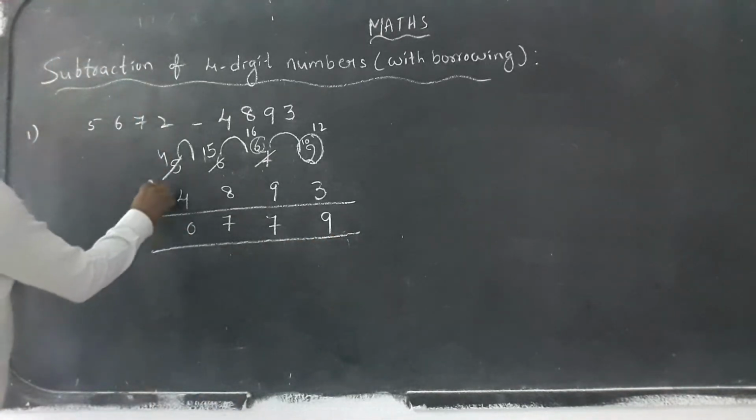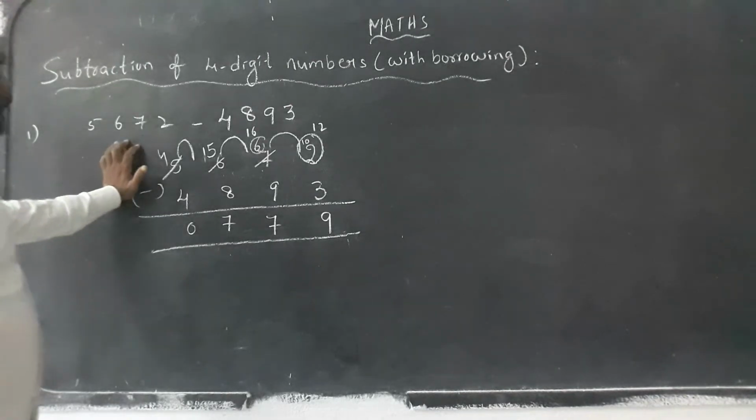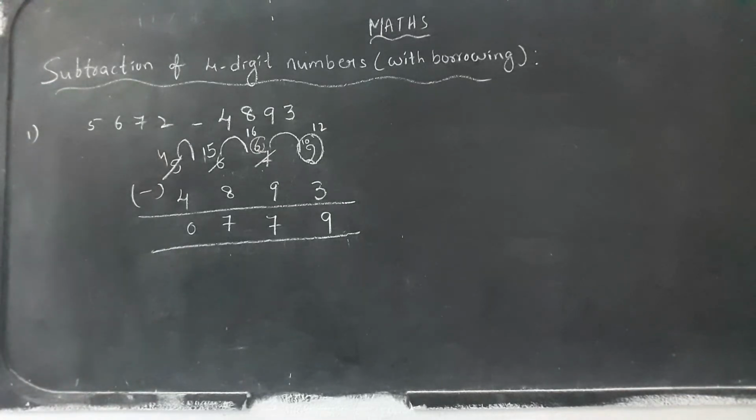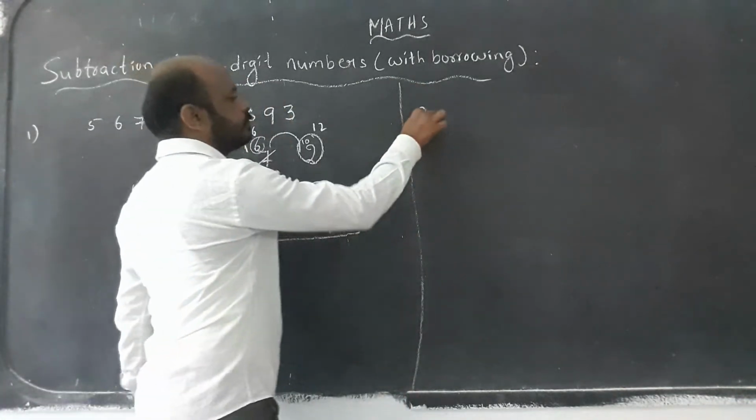How much did we get? This is subtraction of 4-digit numbers with borrowing. 5672 minus 4893 is 779. Isn't it? Now, one more example.